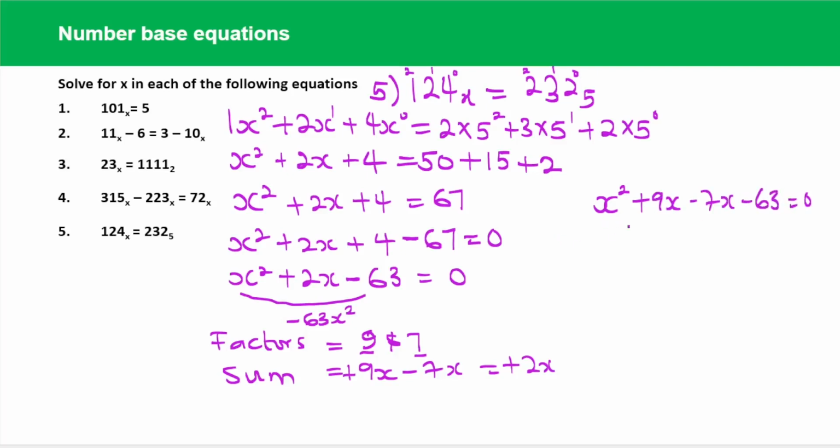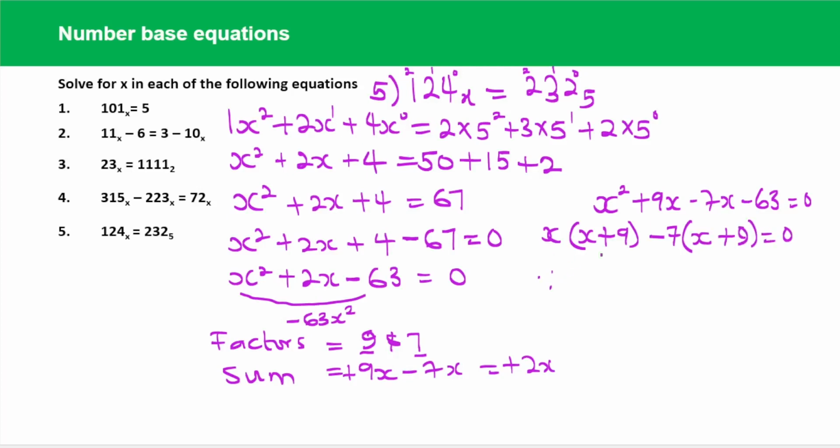Now, we group this x squared plus 9x. The common factor between both terms is x. So factor out the x. This will remain x plus 9. Now come to these two terms. So we factor this. 7 is common, so minus 7 rather. We factor out minus 7. So this will remain x. Negative 63 will become plus 9 equals 0.